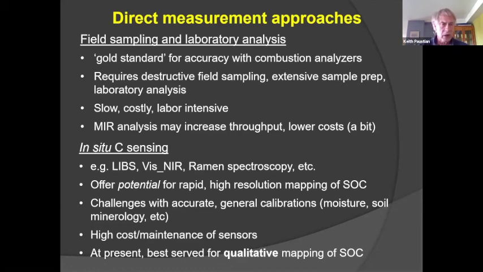There's a lot of interest and promise in in situ carbon sensing, whether it's LIBS or near infrared or Raman spectroscopy, et cetera. And I think it's clear that these technologies offer the potential for rapid high resolution mapping of soil organic carbon. But there are some challenges with accuracy and calibrations as you move to different soils, and issues with soil moisture and mineralogy, et cetera. At the current time, at least, these really work well for qualitative mapping of soil carbon distributions, but I don't think they're at the point yet where we can routinely, cheaply, easily measure soil carbon stock changes to inform policy and to monetize soil carbon.